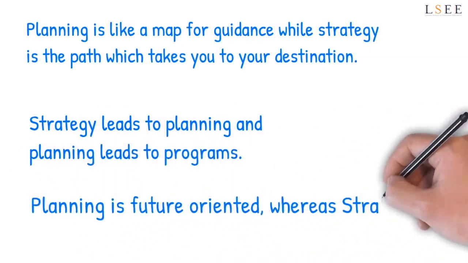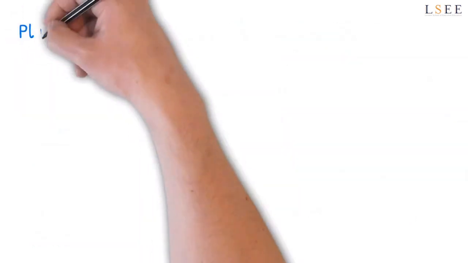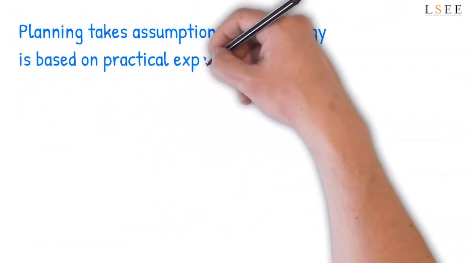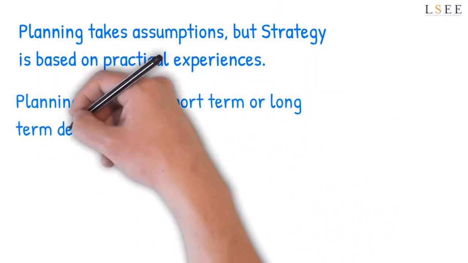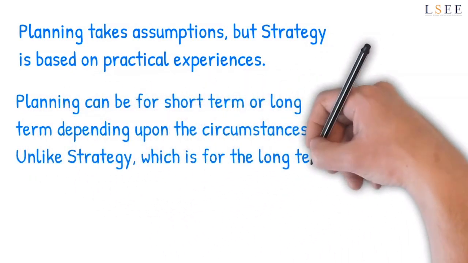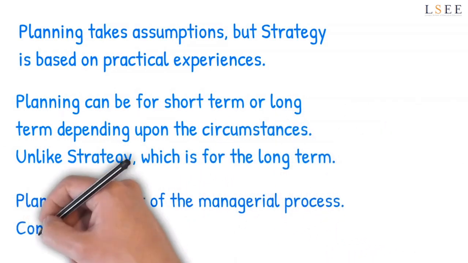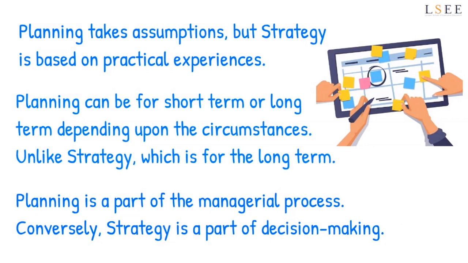Planning is future-oriented, whereas strategy is action-oriented. Planning takes assumptions, but strategy is based on practical experiences. Planning can be for short-term or long-term depending upon the circumstances. Unlike strategy, which is for the long term, planning is a part of the managerial process. Conversely, strategy is a part of decision-making.